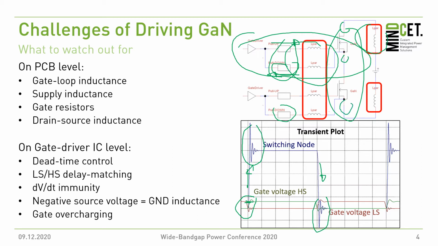Source inductance is inevitably present on your device and also the PCB, and it will create a negative spike on the gate. This has to be taken into account by the driver. It has to be immune to that, and it should avoid breaking down, of course, but also giving false triggering. And finally, a problem of gate overcharging exists because of these negative spikes on the source. If you're working with bootstrap diodes and a bootstrap system, you will get over voltage on the gate if you don't take special measures.